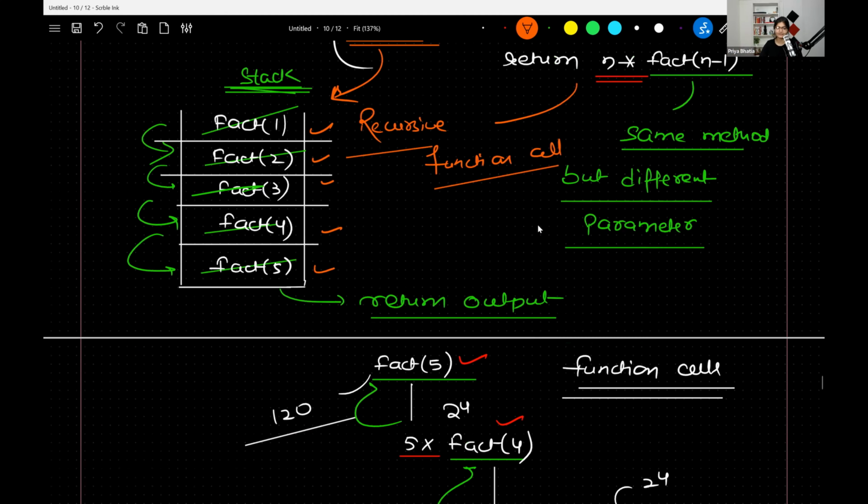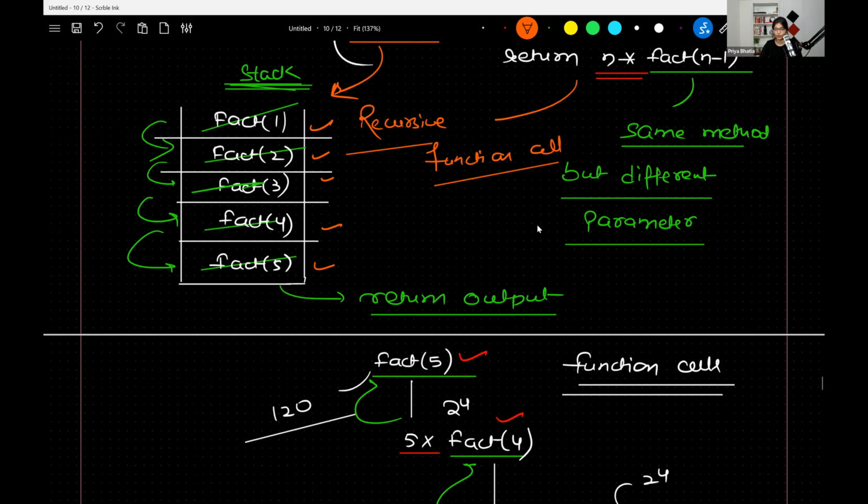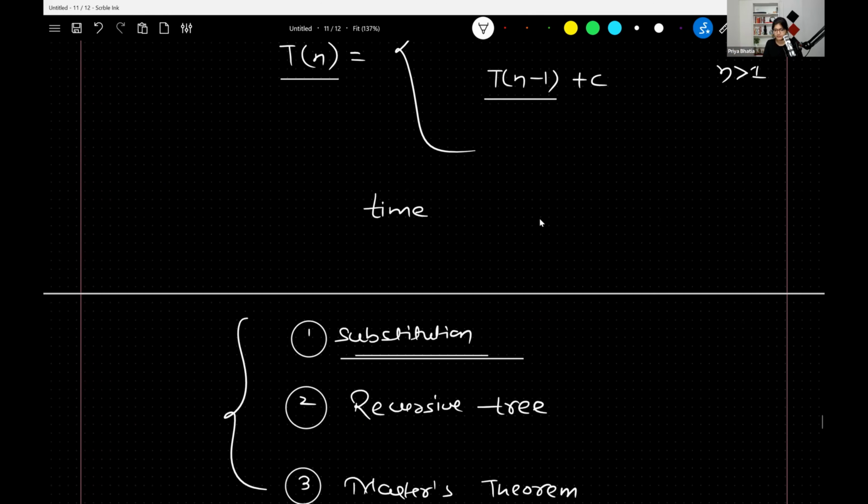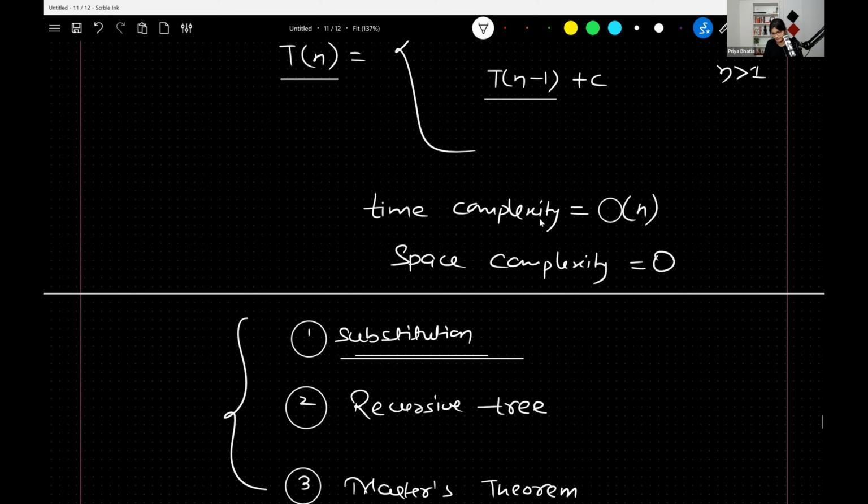So it means that in this code, we will have a time complexity of big O of n, as well as a space complexity of big O of n.